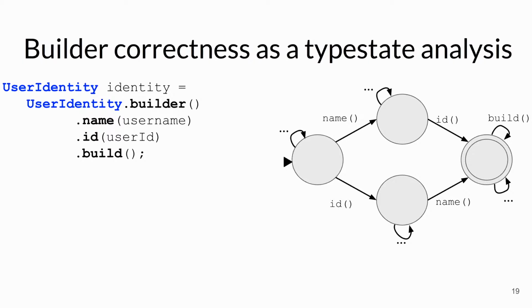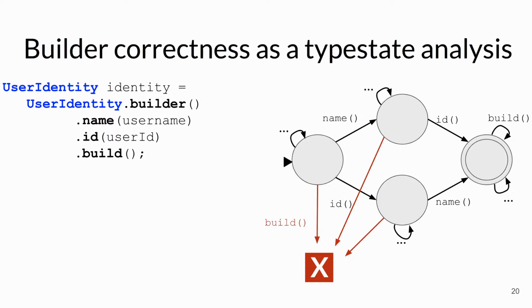So in this case, what we need to show is that both name and ID have been called before we call build for the user identity. And as you can see, the finite state machine has a state for just name, a state for just ID, and then finally a state for build, where any call is permitted. That is, that accepting state on the far right, at that point, it's allowed to call build. And in any previous state, it is an error.